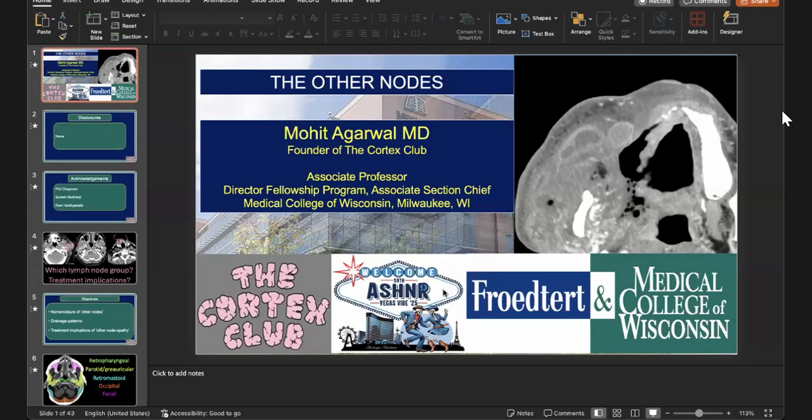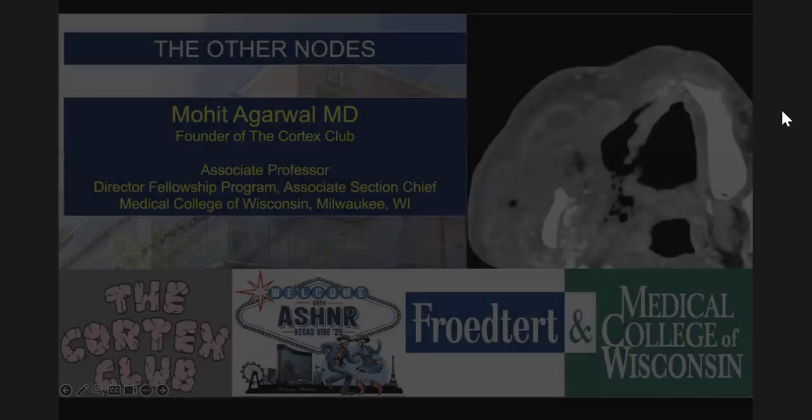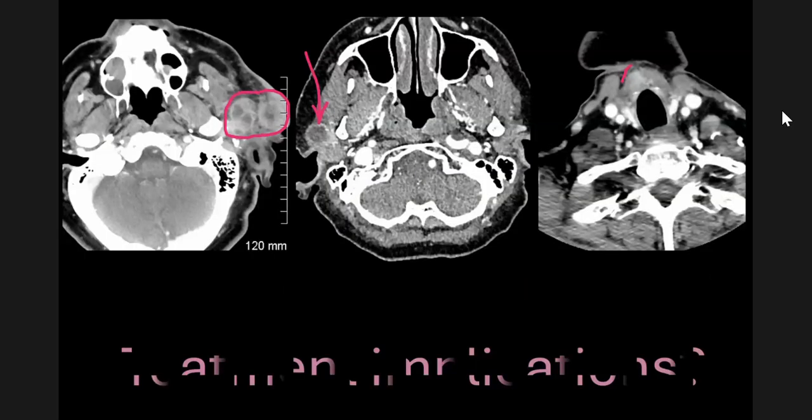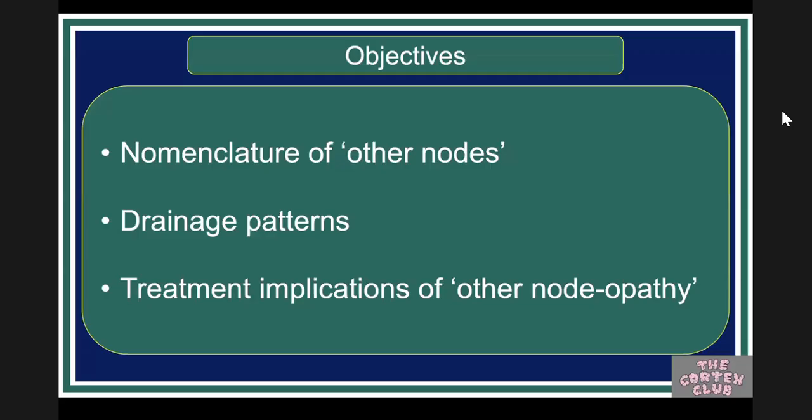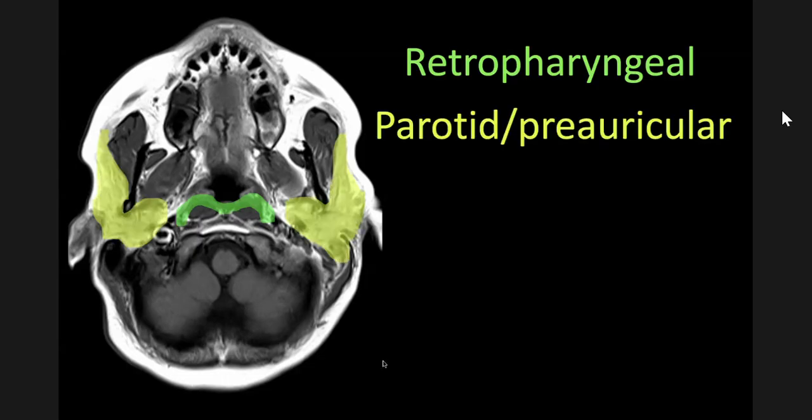All right. So here we talk about the other nodes. So as I said, we have the different level lymph nodes, but then we also have other lymph nodes in the head and neck. Let's talk about the nomenclature of the other nodes. So we talked about the different lymph nodes that are not named. So we have retropharyngeal lymph nodes that are in the retropharyngeal space. We have the parotid and the pre-auricular lymph nodes that are in the parotid space. So any lymph node in this particular region, that is the parotid and pre-auricular lymph nodes.